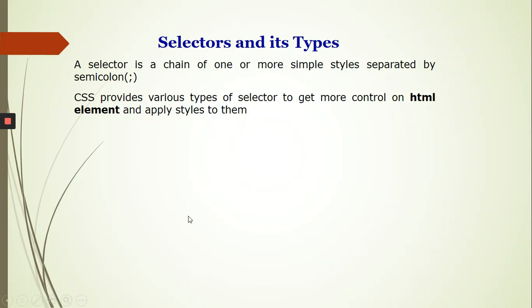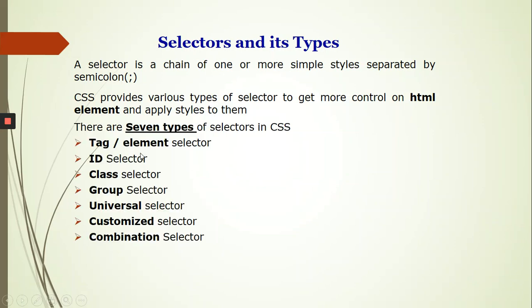So what are the 7 different types of selectors? We have a tag or an element selector. We have an ID, a class, group, universal, customized, and combination. These two are not mentioned in the textbook. We'll just understand what are customized and combination selectors. And today we'll try to learn a tag selector, an ID selector and a class selector.